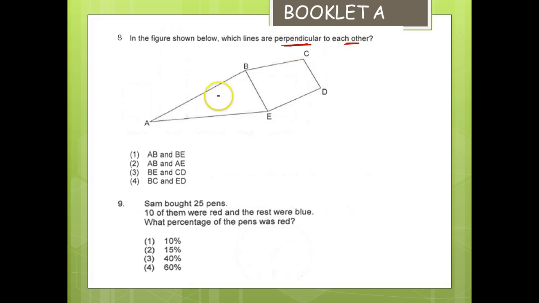Question 8. In the figure below, which lines are perpendicular to each other? If I use a ruler or my set square, I will know that this is perpendicular. So the answer is AB is perpendicular to BE. So I put my set square here.